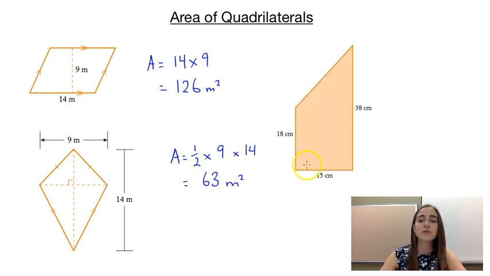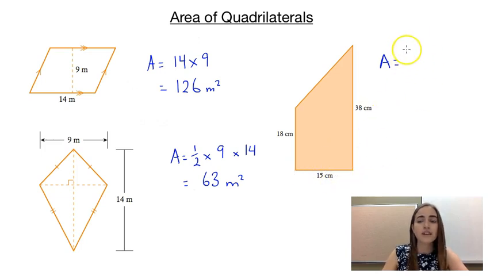For our last example, I wanted to come back to this shape here, which we actually looked at in our last video on composite shapes. When we looked at it last time, we broke this down into a rectangle and a triangle. But now that we know the formula for the area of a trapezium, we're going to do that instead. So in this trapezium, our parallel sides are our 18 and our 38, and our height is the distance between them, which is our 15.